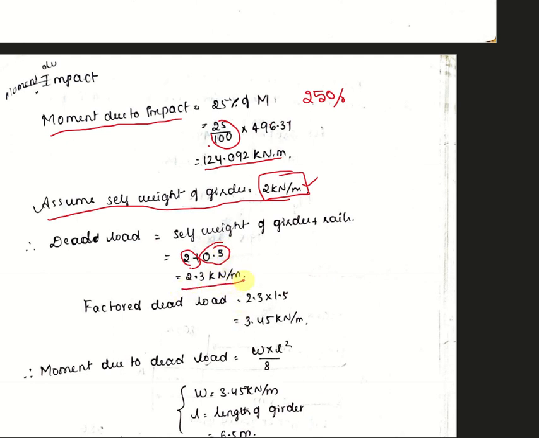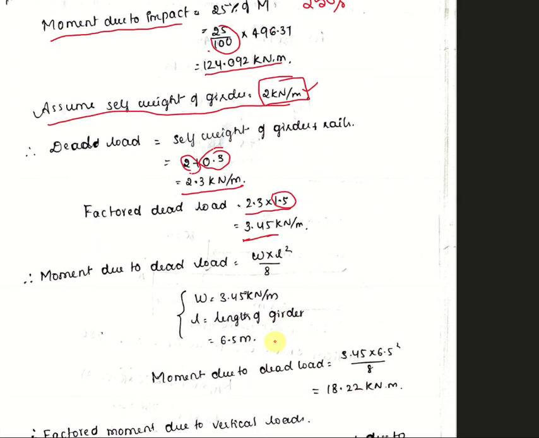So together the dead load will be 2.3 kilonewton, including what? Self weight of girder, self weight of rails. Now the factored dead load would be 2.3 into 1.5. Multiply with 1.5, it will be the factor of safety. So you will be getting it as 3.45 kilonewton per meter.